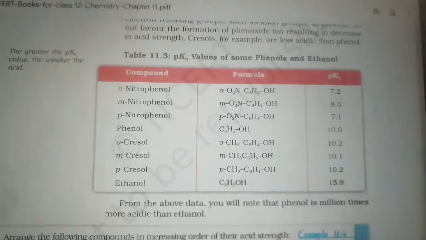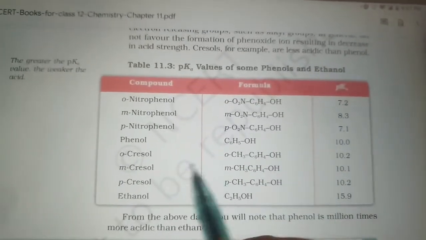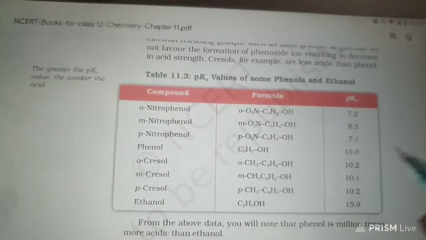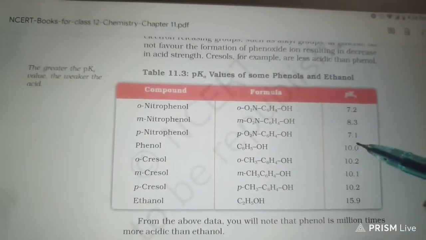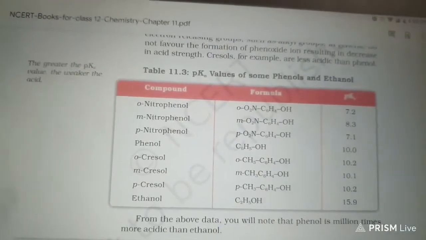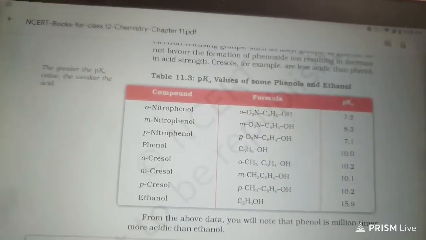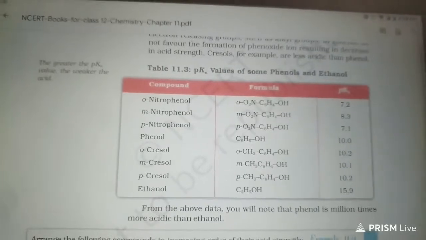That only you will see here. See, for phenol the pKa value is 10. What is pKa value? The more the pKa value, the less acidic it will be. The less the pKa value, the more acidic it will be. They are inversely proportional. Obviously, pKa value was there in class 11 acid base equilibria.